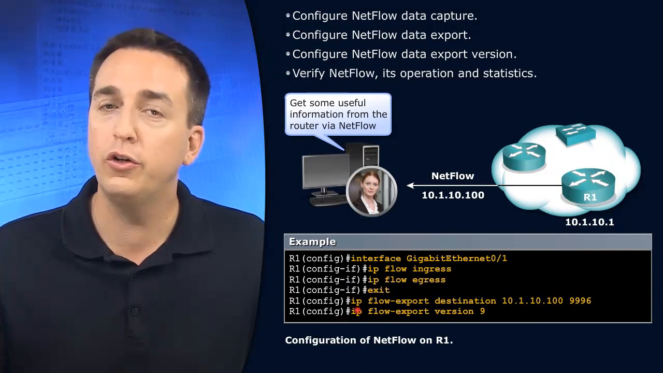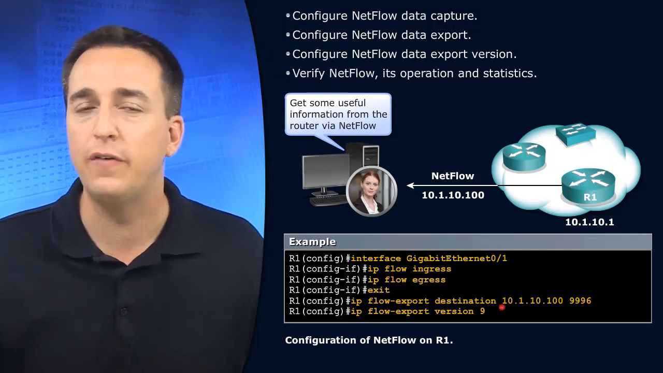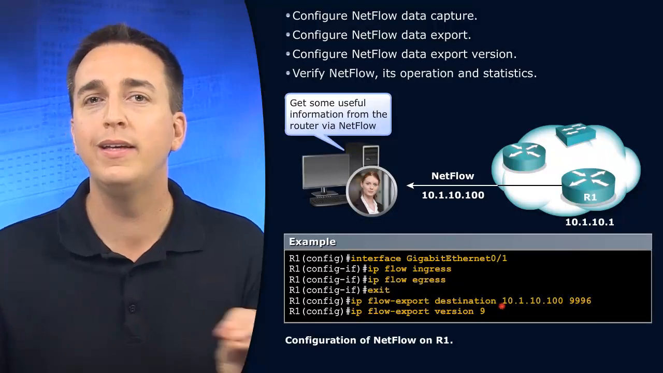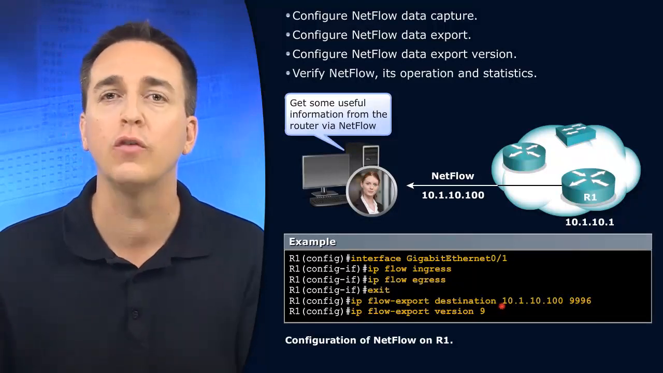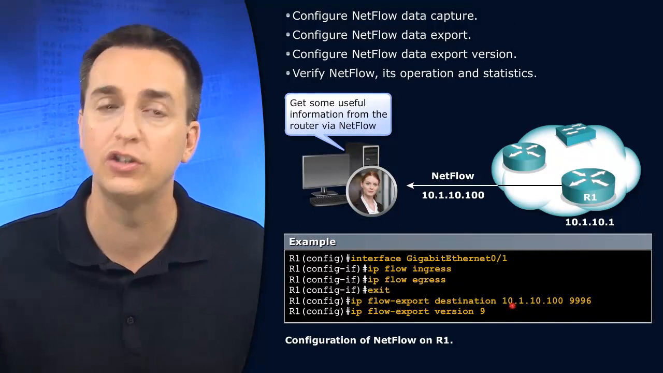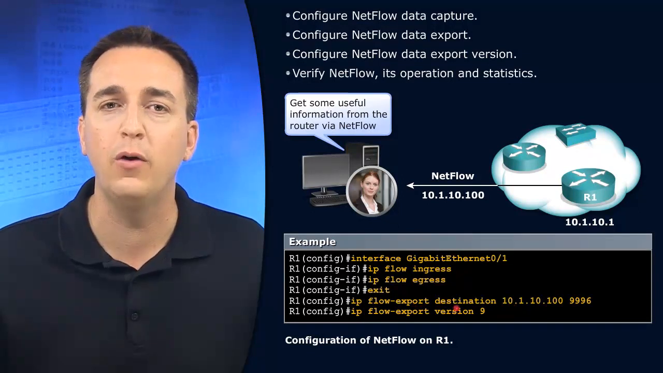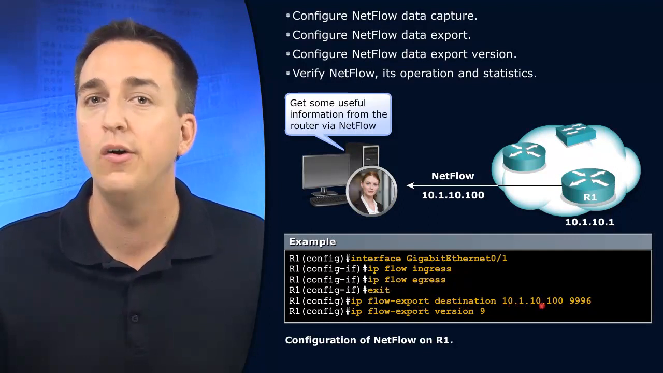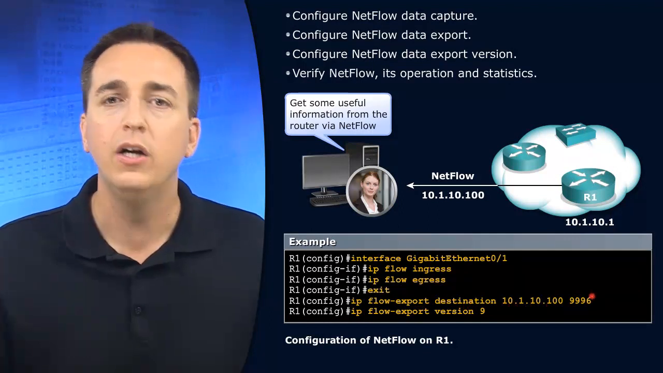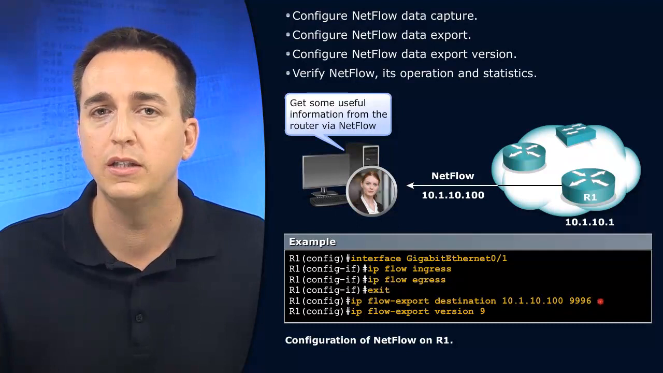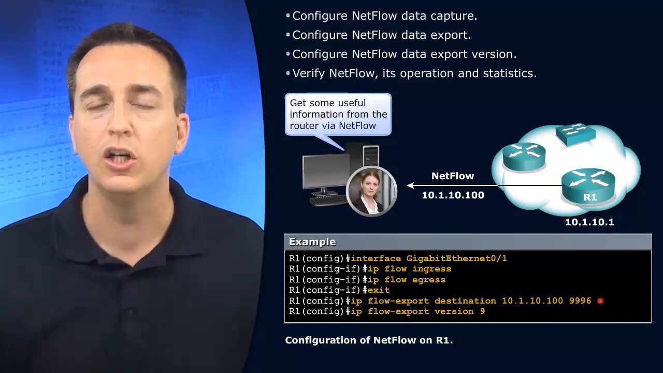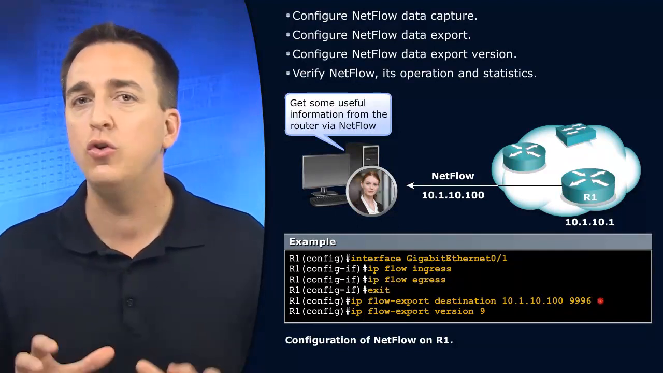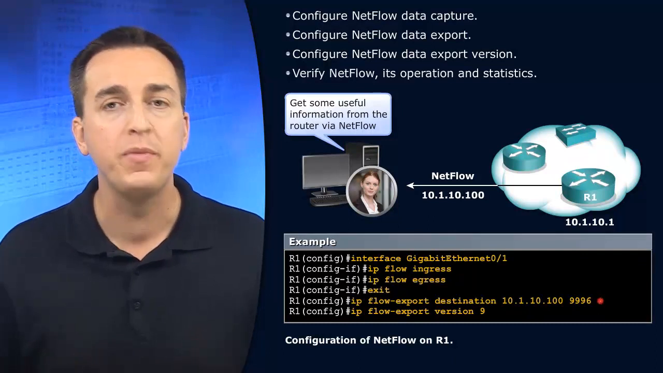We then go into global configuration mode and identify who the NetFlow collector is. So the server running the NetFlow collection software. We type in IP flow export, specify the destination, and in this case it's 10.110.100. And the UDP port number that's going to be used is 9996. There is no standard UDP port number for NetFlow.